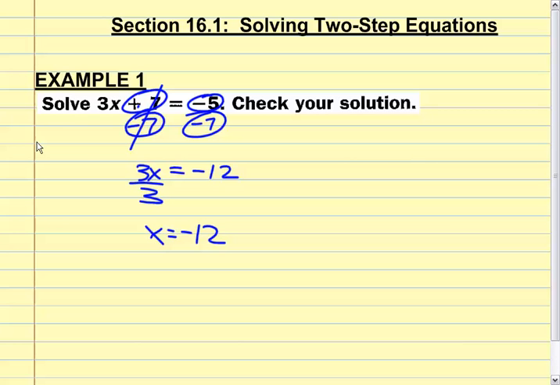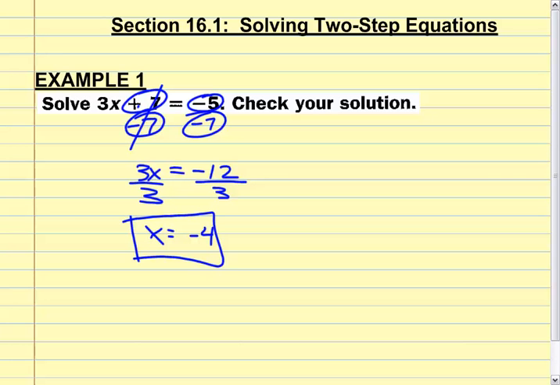Bailey remembers that she is in algebra, and what I do to one side, I've got to do to the other. I'm going to divide them both by 3. What is negative 12 divided by positive 3? Negative 4. Now, I'm almost done. This is certainly my solution. I need to check it.